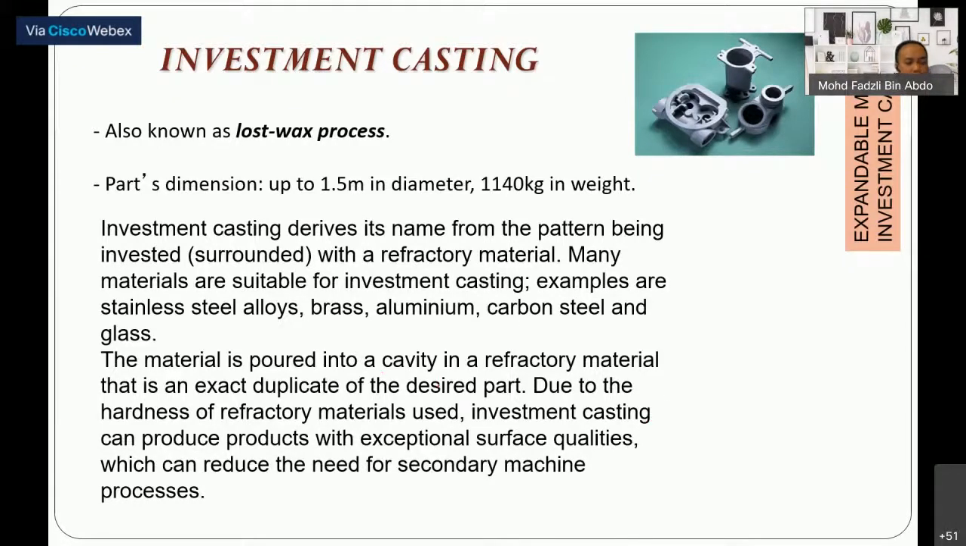The metal is poured into the cavity in refractory material that is an exact duplicate of the desired part. Due to the hardness of the refractory material used, investment casting can produce products with exceptional surface qualities, which can reduce the need for secondary machine process.